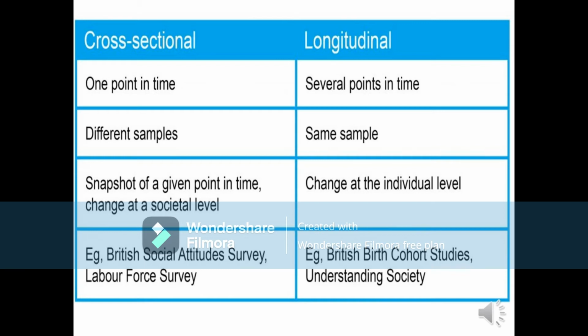One point in time versus several points in time, different samples versus the same sample, a snapshot of a given point in time and change at the societal level versus change at the individual level. For example, the British Social Attitudes Survey and the Labour Force Survey are examples of cross-sectional time horizon studies. The British birth cohort studies, which basically focus on the individual, are called a longitudinal study. Here are the different points and degrees of differentiation between the cross-sectional study and the longitudinal study.